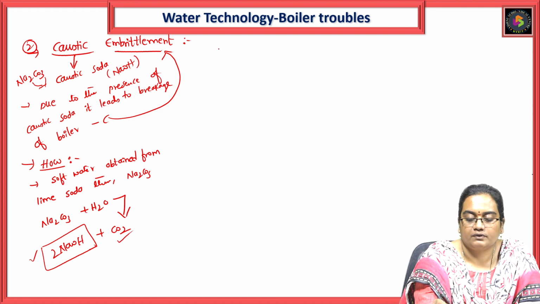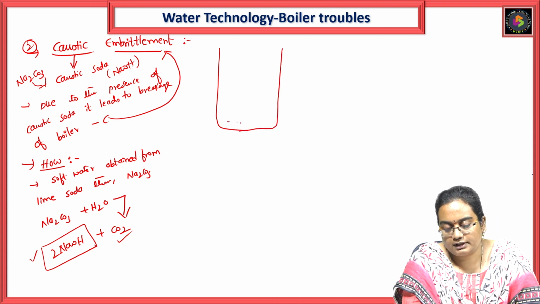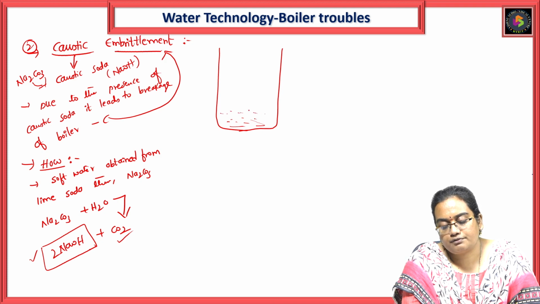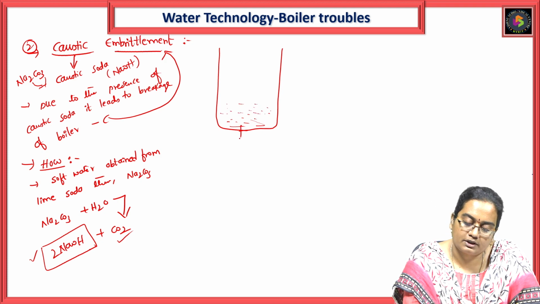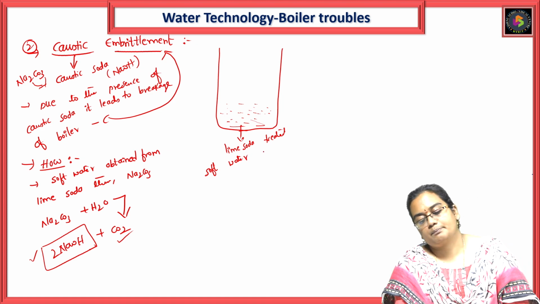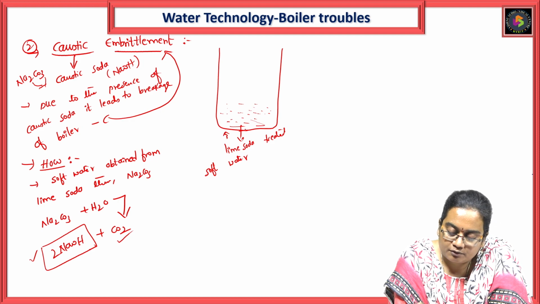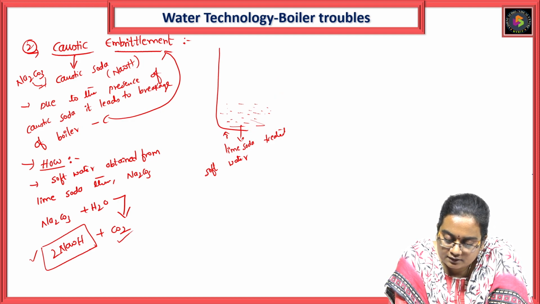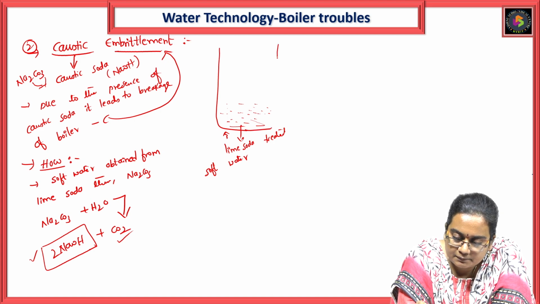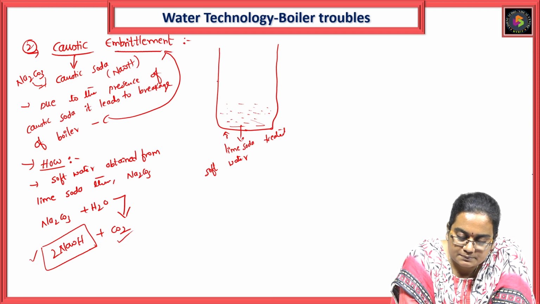Now what is happening here? So let us take your boiler here. This is your boiler. We have taken lime soda treated soft water here. Then when we are boiling the water, we are going to observe this boiler will contain some crevices on the walls. That means some ups and downs will be there.